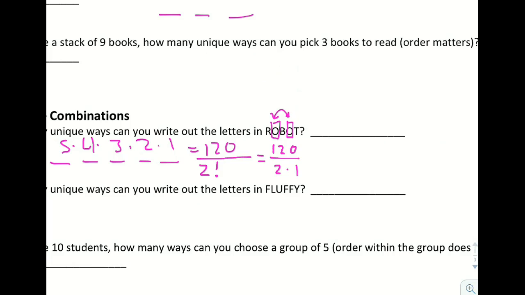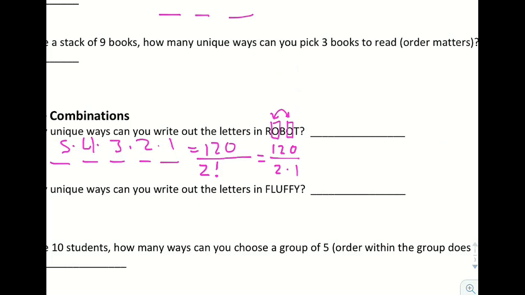If we had 2 pairs of things, let's say that there was R-O-B-O-R, and the R's were the same, we would have to multiply it by another 2 factorial in the denominator in order to deal with that. So just be aware that you can have multiple repeats.